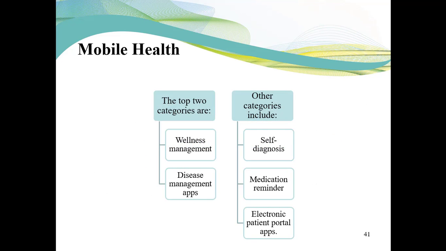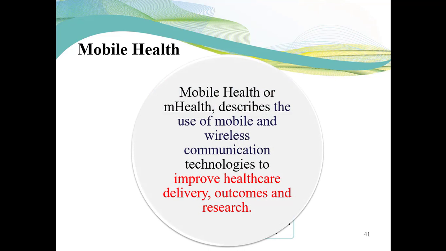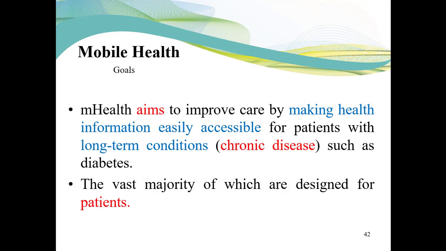The top two categories of mobile health are wellness management and also disease management. Other categories include self-diagnosis, medication reminder, and also electronic patient portal apps. All in all, mHealth describes the use of mobile and wireless communication technologies to improve healthcare delivery outcomes and also research. The goals of mobile health.